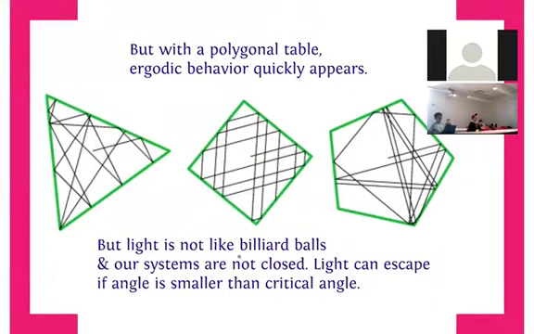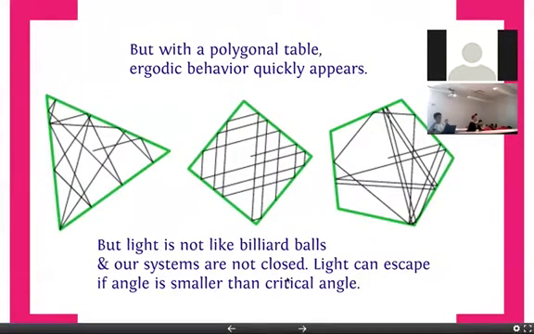For instance, light undergoes total internal reflection, which means that sometimes it can escape the system if the angle is less than the critical angle. So our systems are not closed. Light can escape if the angle is smaller than the critical angle. So that's an important distinction, and we have to be careful about that as well.